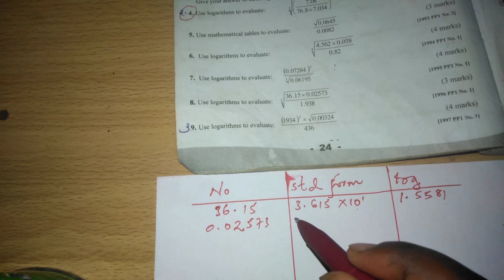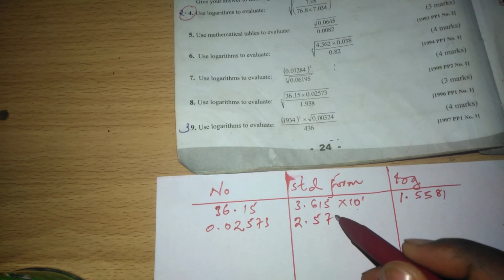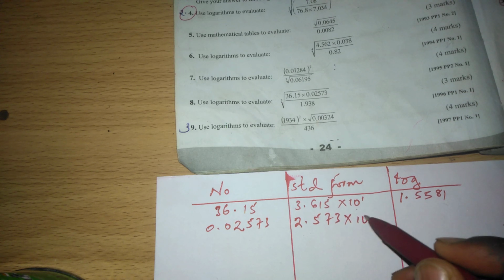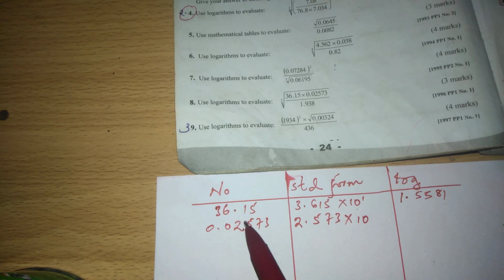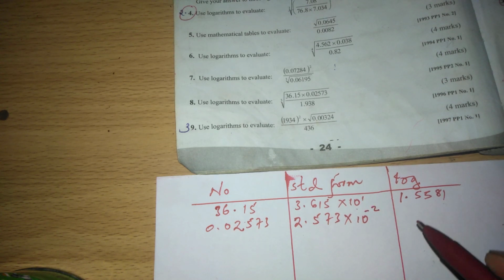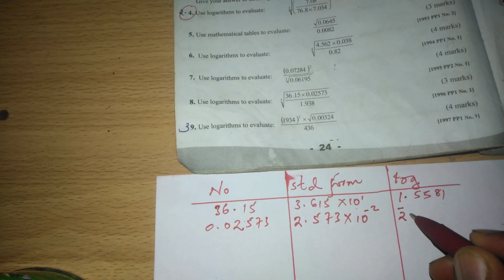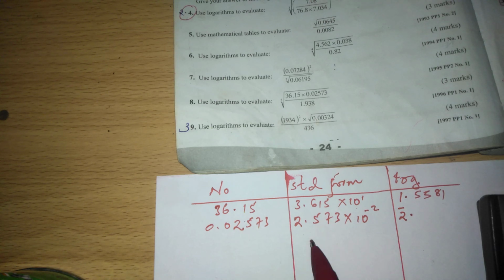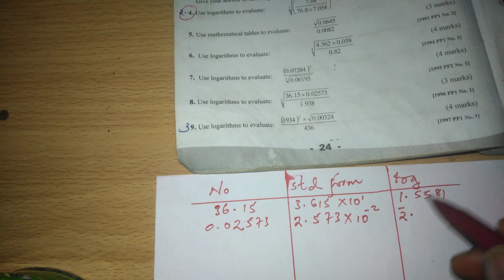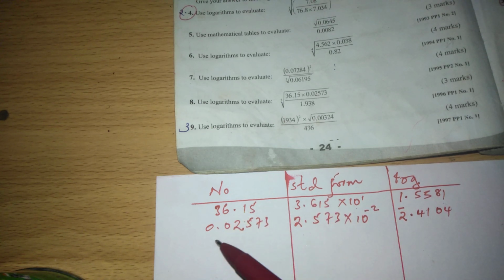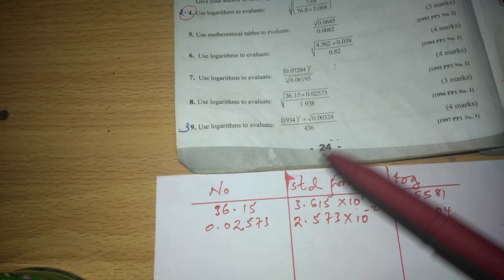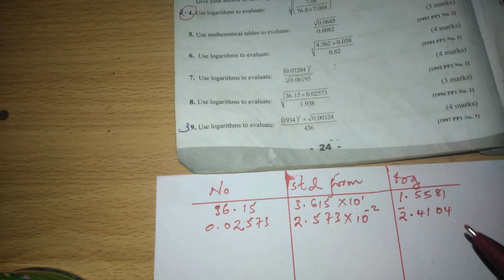Then the next number is 0.02573, which means it will be 2.573 multiplied by 10 to the power of negative 2. So negative 2. The logarithm is going to be bar 2 point. So we read the logarithm of 2.573, and this gives us 0.4104. So bar 2.4104.